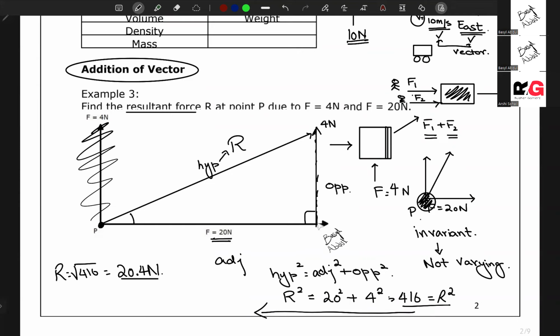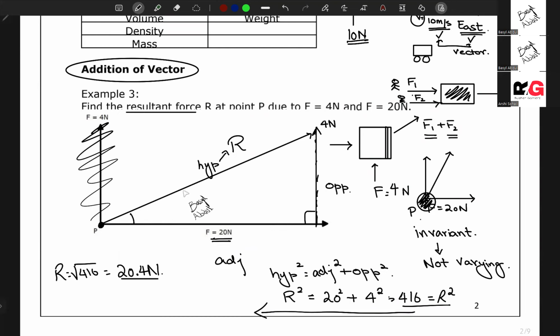We did this example where we had a point P, and there was some 4 newtons of force acting on that point P in the upwards direction, and 20 newtons of force acting in this direction. We added these two force vectors to see the resultant effect on this point P. And we saw that it was 20.4 newtons, which meant that with this amount of force, this point P would be pulled in this direction.